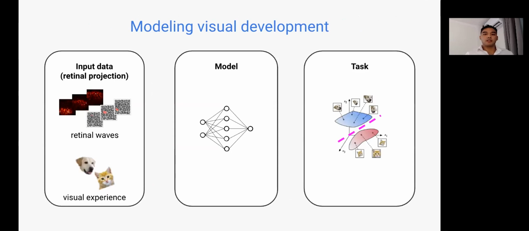So what I'm proposing is that we can have two training phases when we train our models. One which captures what happens in this experience-independent part, where retinal waves are occurring, but no visual experience is occurring. And then one which captures the post-visual experience, during the visual experience, while you're actually attending to visual input.